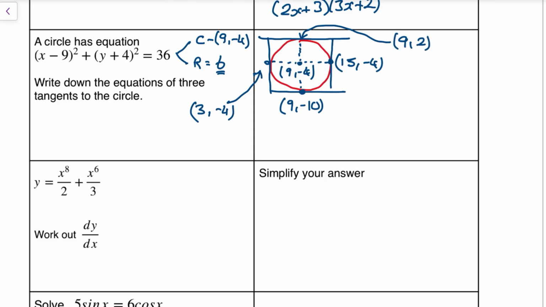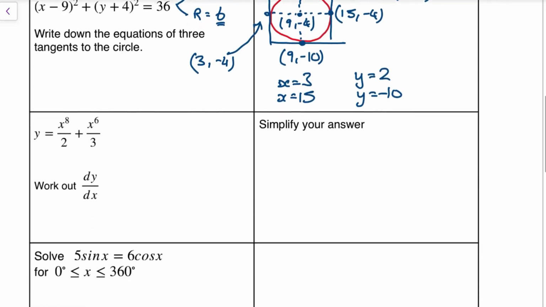Now, remember what it is. So if I'm doing a vertical line, I'm saying that x equals, so therefore it's going to be x equals 3, or x equals 15, or I could have y equals 2, or y equals minus 10. So actually I've answered more than I need to here, because I've given you 4 lines, not 3, but equally you can see where they're coming from. Good question, nice sort of thinking through question, I like that one.